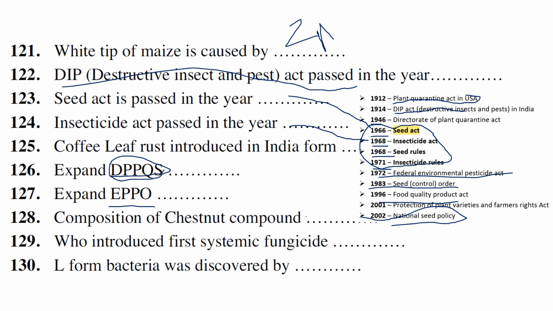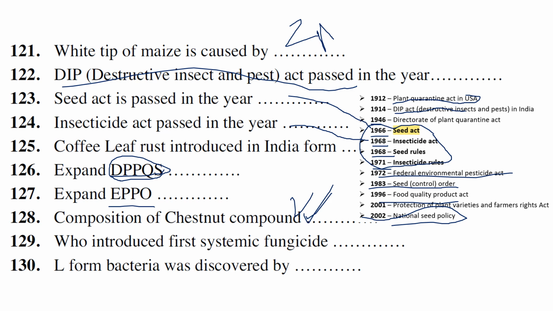What is the composition of chestnut compound? These are all our copper fungicides like Bordeaux mixture, Burgundy mixture, chestnut compound, Chaubattia paste. All of these are copper fungicides. Here the composition of chestnut compound is 2:11: 2 parts of copper sulfate and 11 parts of ammonium carbonate. That gives you chestnut compound.